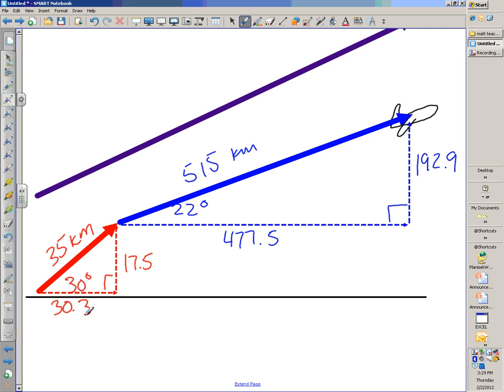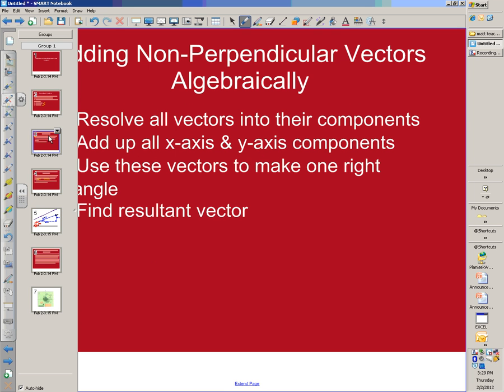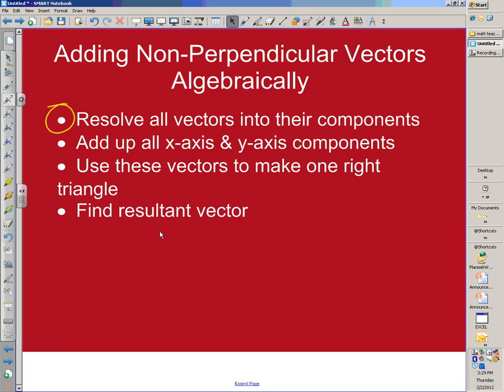All right, up on the screen, I've resolved those two vectors into their component vectors, and we end up with an x and a y. So the next thing that it says when we're adding non-perpendicular vectors algebraically is to add up all of the x and y axis components. The thing that makes this easier is that if we have two vectors that are already on the x-axis, adding them up is as simple as adding them up.